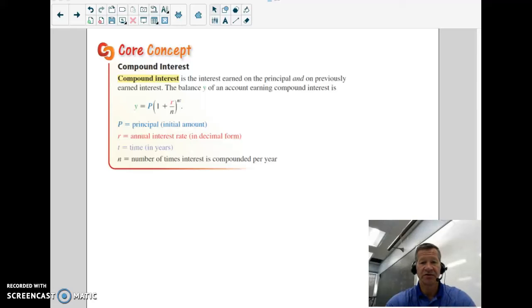All right, section 6.2, example 4. It's going to be fun because we get to talk about money. Compound interest is going to be the topic. And to define compound interest, it's the interest you earn on the principal and on previously earned interest.